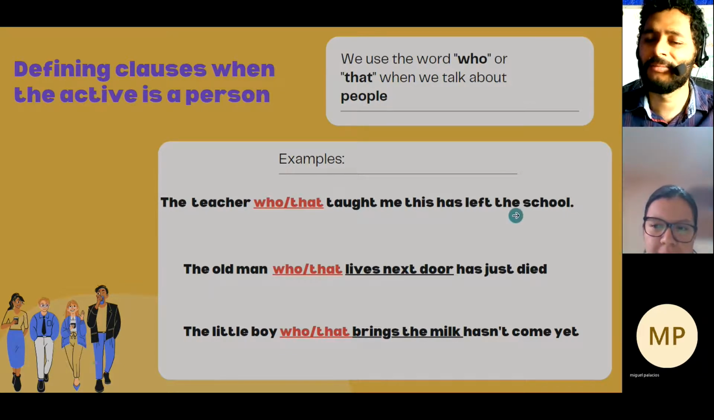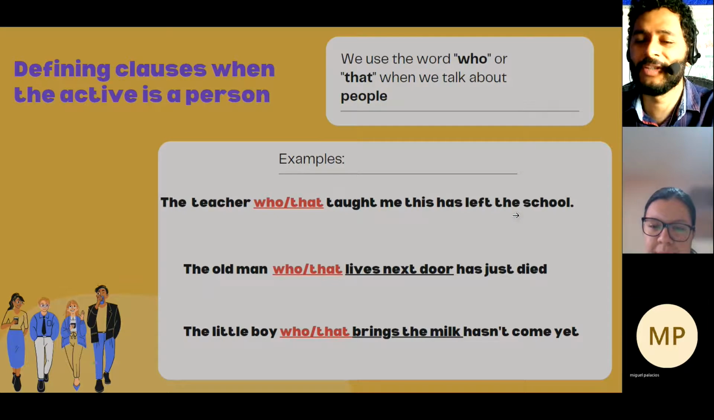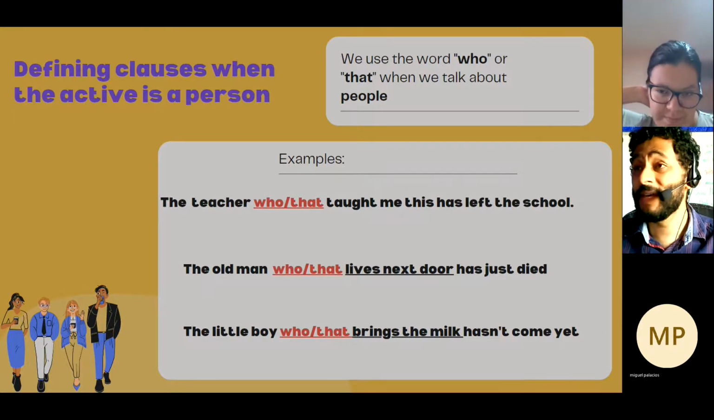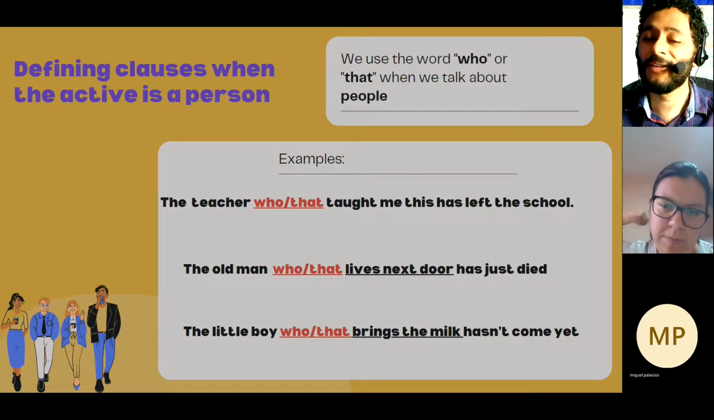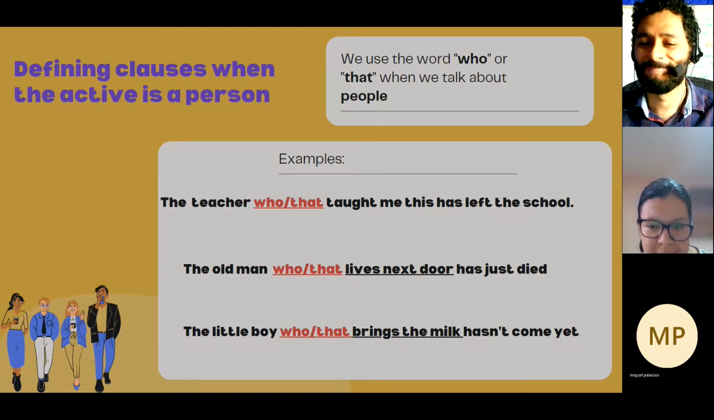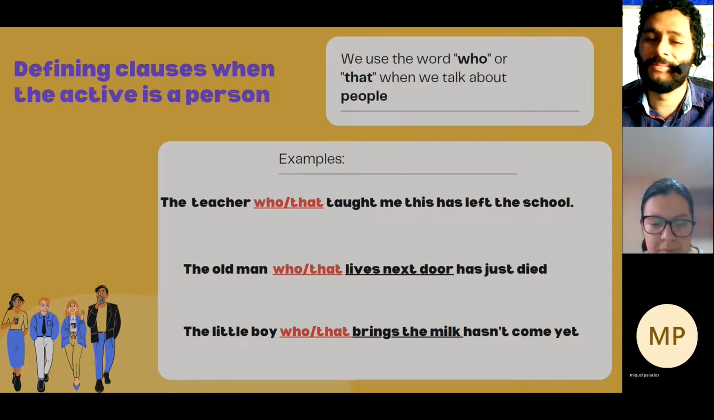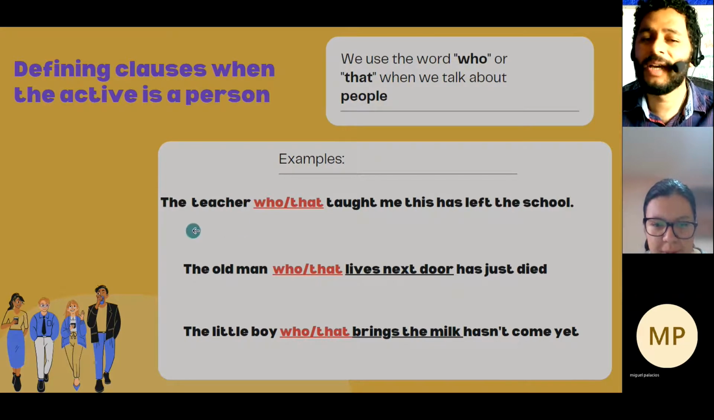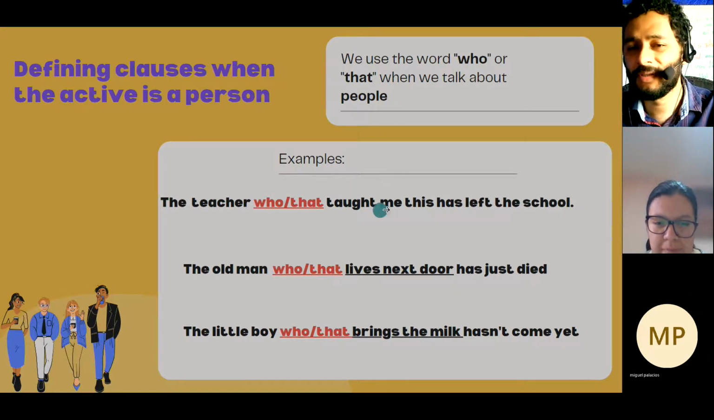¿Quién ha dejado la escuela? El maestro que me enseñó esto. Sí. Entonces, esa pregunta, by the way, that question is important. If you want to find the subject in a sentence, ask the verb who or what. Okay. So, all that is the subject, the teacher who taught me this, right?